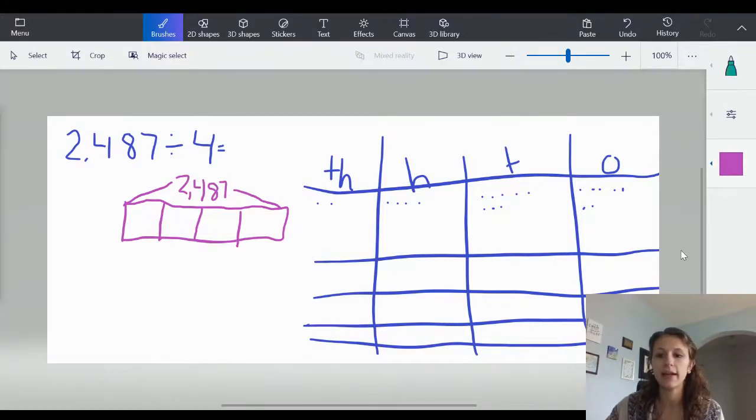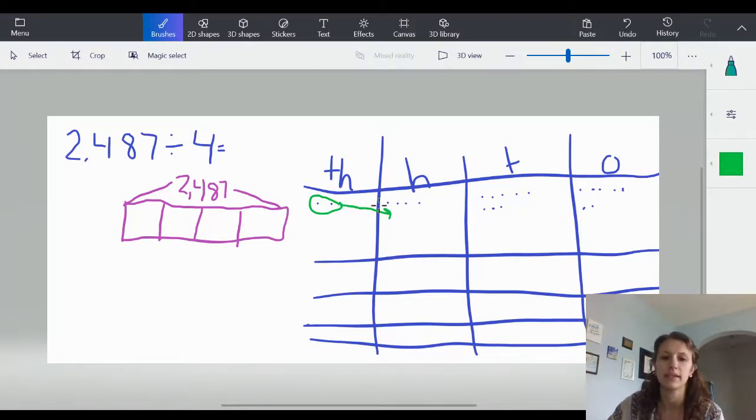All right, so let's go ahead and get started. Right away, I notice I have two thousands right here, but I have four groups. I can't put those two thousands in any of those groups because I need all of my groups to be equal. So let's go ahead and decompose those two thousands. I'm gonna decompose these two thousands into 20 hundreds.